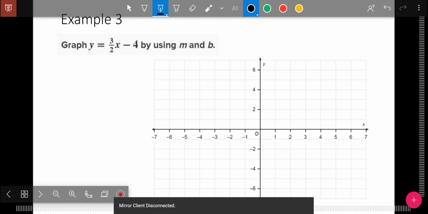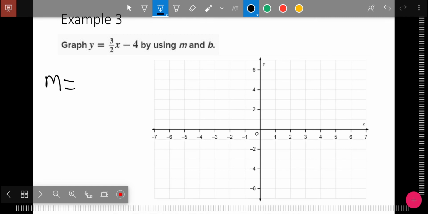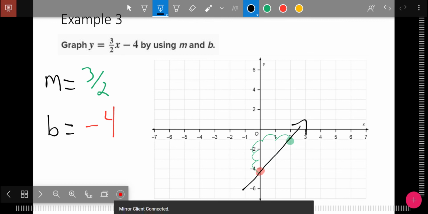Now I need to identify what is my m, what is my b. And so my m, my slope is 3 over 2. My b is negative 4. And so remember, that's my starting point. So I start down here at negative 4. And then I go up 3, up 1, 2, 3, over 2, 1, 2. And so that now is my new point. And once I have my points, I play connect the dots.